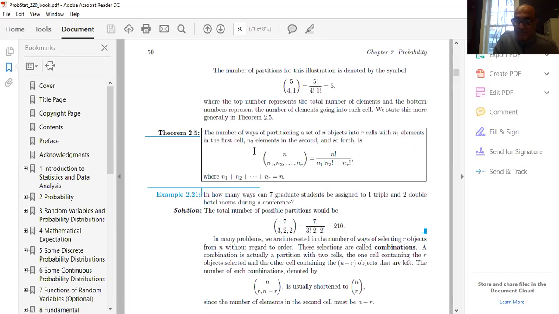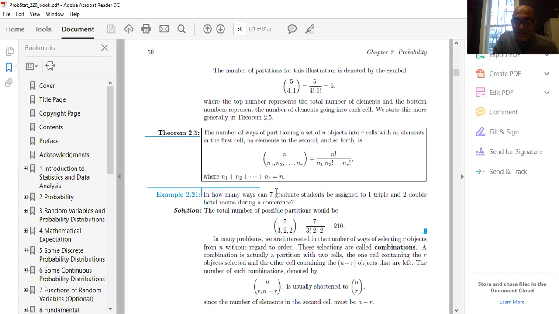The number of ways of partitioning the set of n objects into r cells with n1 elements in the first cell, n2 elements in the second cell, n3 elements in the third, and so on. Just like your A, I and O, those elements are there in both cells. That is given by n choose n1, n2, up to nr, equal to n factorial over n1 factorial, n2 factorial, up to nr factorial, where n1, n2 up to nr add up to your n.